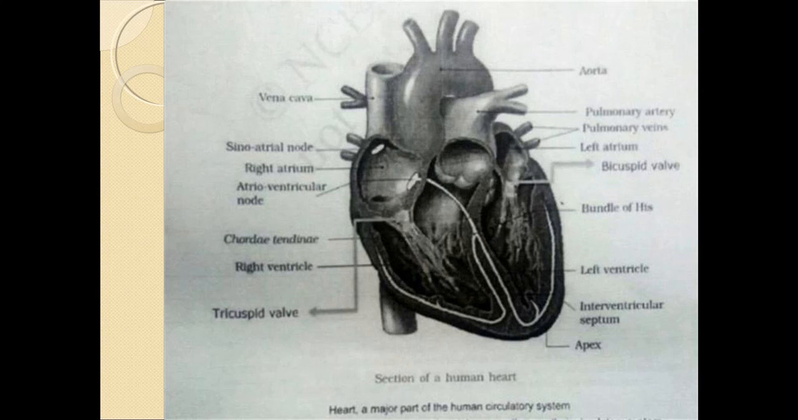So right atrium to right ventricle, we have here the tricuspid valve. Left atrium to left ventricle, we have the bicuspid valve, which is helping in flow of the blood from the left atrium to the left ventricle.